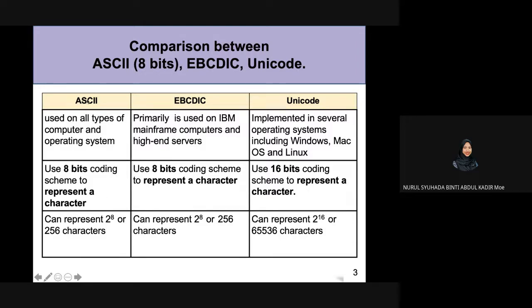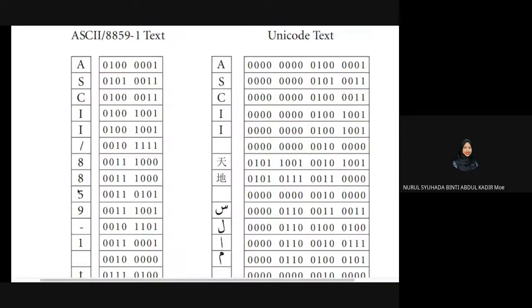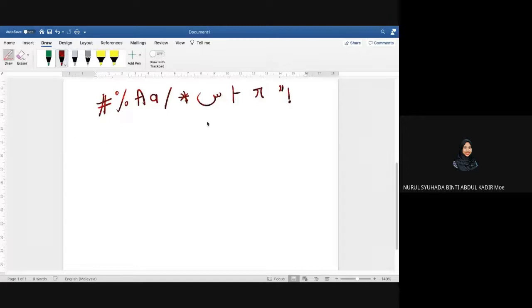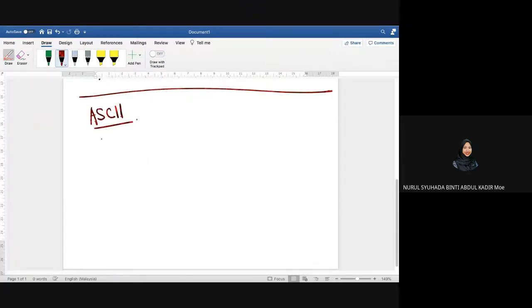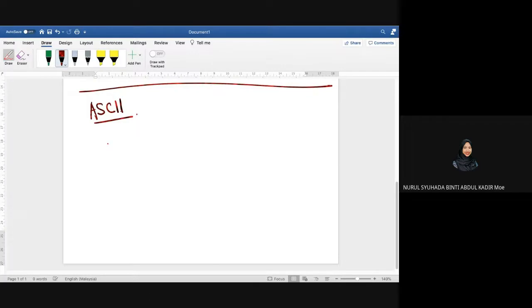Okay, so untuk ASCII, it uses an 8 bits coding scheme, 8 bits coding scheme to represent a character. Apa maksud tu dekat situ? Bila kita cakap 8 bits coding scheme untuk ASCII ni, semua orang yang nak salin ya, walaupun dah ada dalam nota. So ASCII ni, bila kita kata 8 bits coding scheme everyone, 8 bits coding scheme.